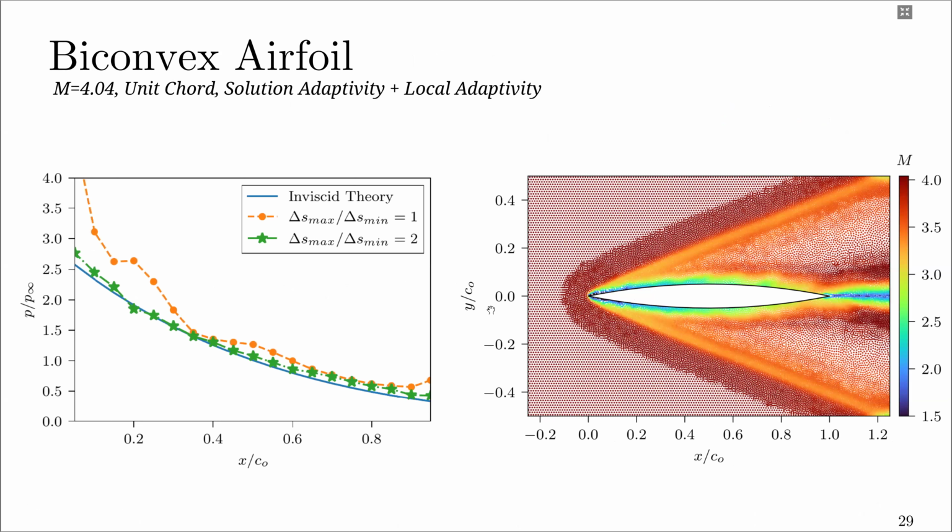So we can see the orange line denotes where the reference volume of all the particles is constant throughout the domain. And the green line, where the reference volume near the body and near the shocks is 1/4 the reference volume of the coarsest reference volume. So doing this actually makes our results much better.